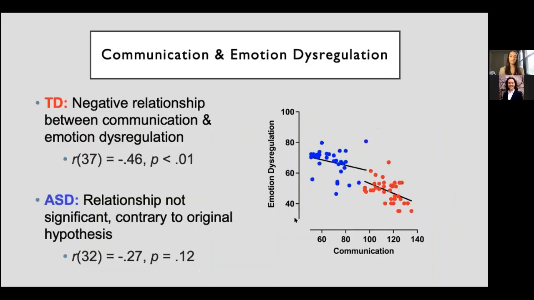In line with my hypothesis, there is a significant negative relationship between communication and emotion dysregulation in the typically developing group in red. As typically developing children are better at communicating on the x-axis, they are also better at regulating their emotions on the y-axis. However, contrary to my hypothesis, this relationship was not significant in the ASD group in blue.